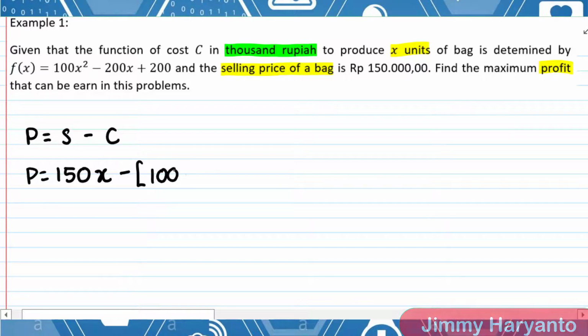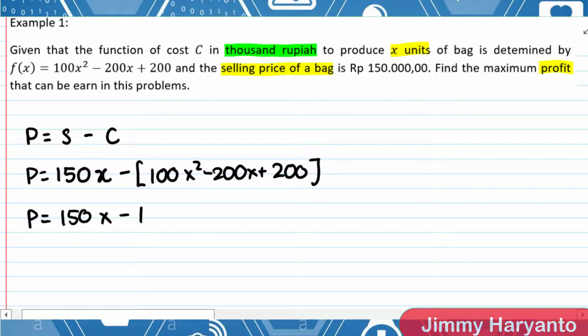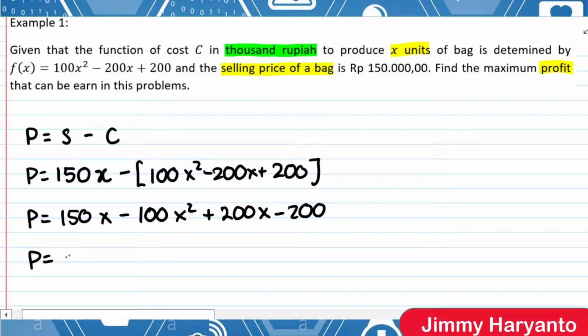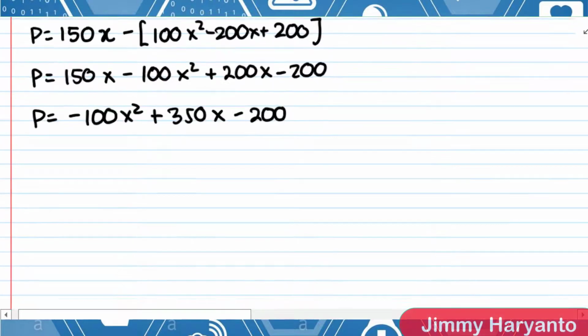The cost will be 100x square minus 200x plus 200. So P will be 150x minus 100x square plus 200x and then minus 200, and the profit will be negative 100x square plus 350x minus 200. After this we can find the maximum profit using differentiation.